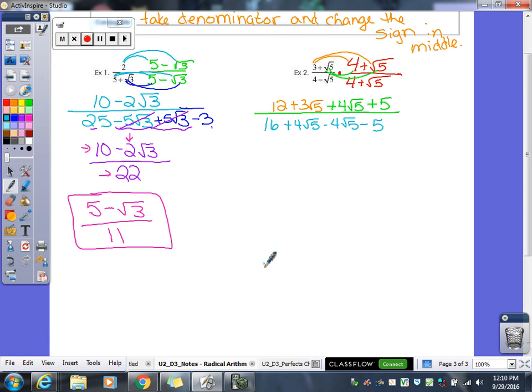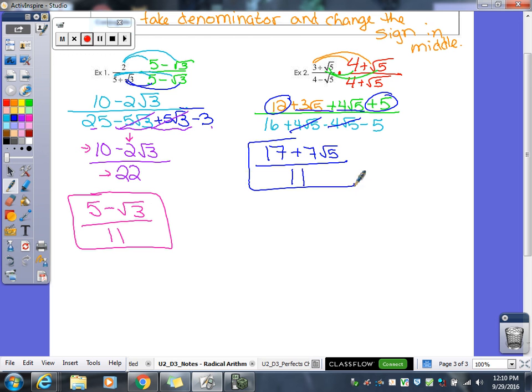So then I also multiply out your denominator. So up top, when you combine your like terms, 12 plus 5 gives us 17. 4 plus 3 gives us 7 radical 5 over, what's our denominator? 11. And then you cannot reduce your 17, your 7, and your 11 by the same number, so they stay the way they are.